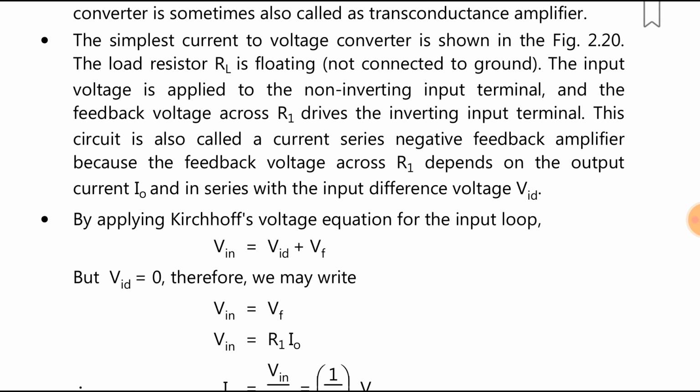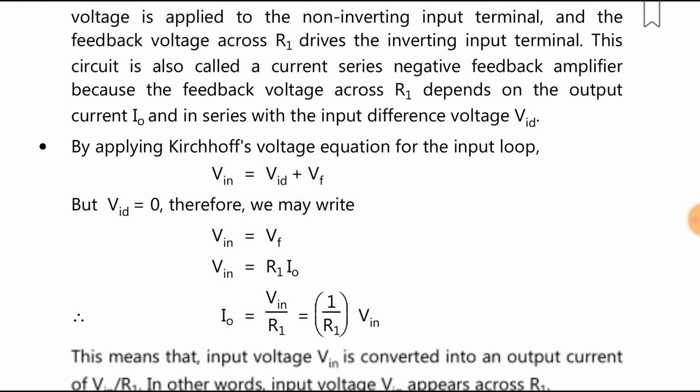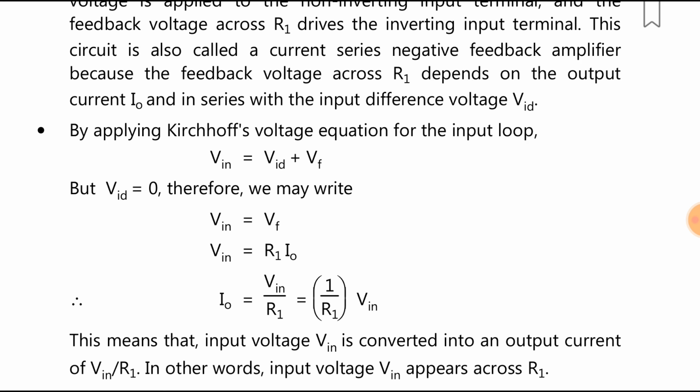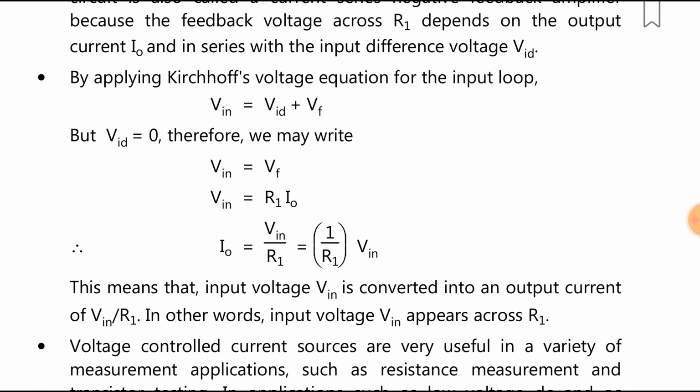The simplest voltage to current converter is shown in this figure. The load resistor RL is floating and not connected to ground. The input voltage is applied to the non-inverting input terminal. The feedback voltage across R1 drives the inverting input terminal. This circuit is called a current series negative feedback amplifier, because the feedback voltage across R1 depends upon the output current I0 and is in series with the input difference voltage VID.